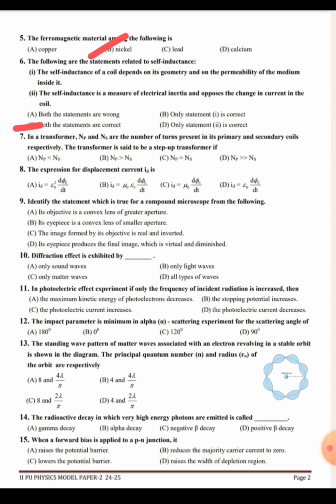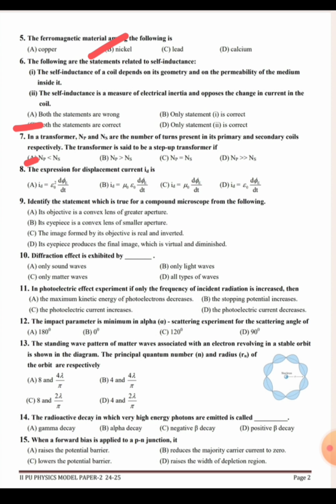Here option C. In a transformer, NP and NS are the number of turns in the primary and secondary coils respectively. Then the transformer is said to be a step-up transformer. Step-up means the number of turns in the secondary coil should be more, so NS is greater than NP. So option A. The expression for displacement current is: change in electric field, or change in electric flux, produces displacement current.